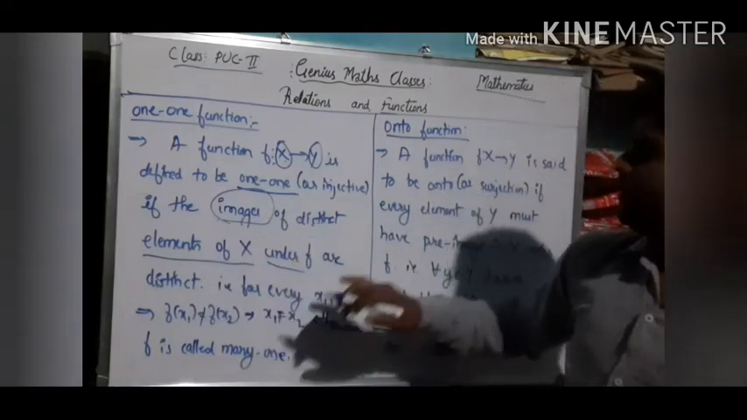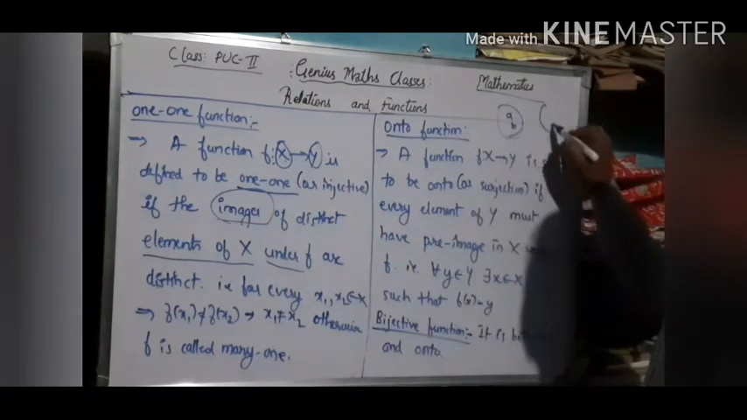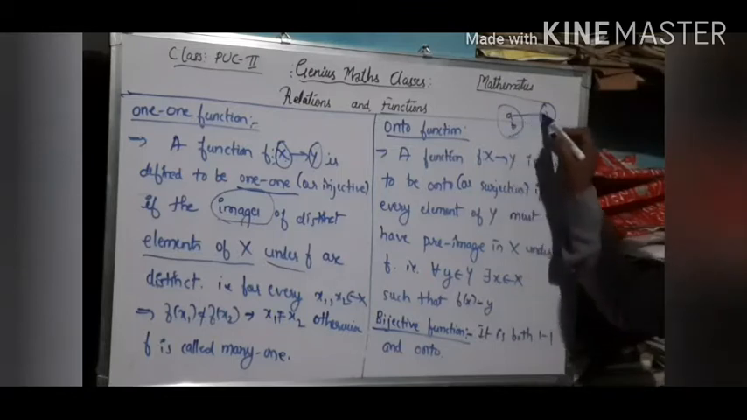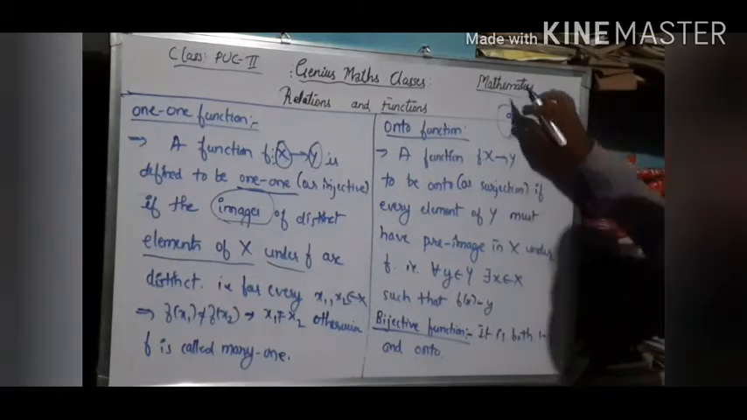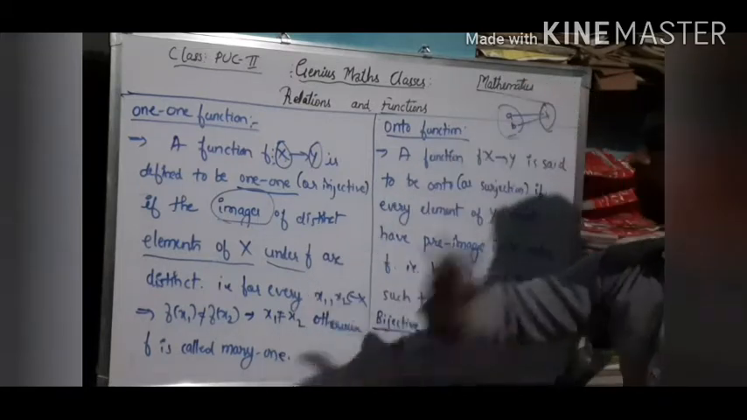So that means the images are mapped. Here A and B are both mapped to the same one. This is many-to-one. That means more than one element mapped to the same image is called many-to-one.